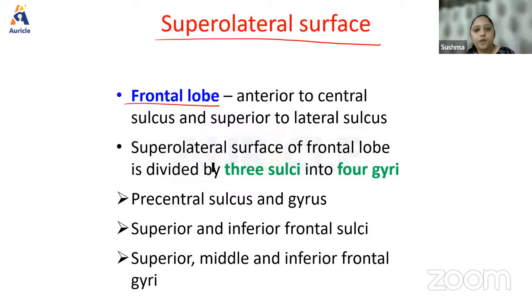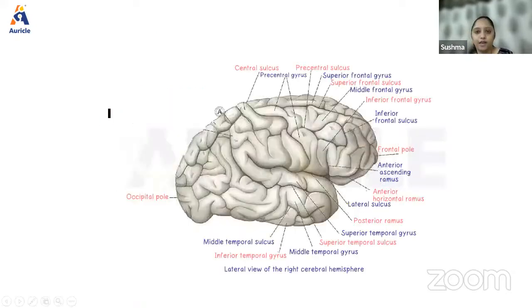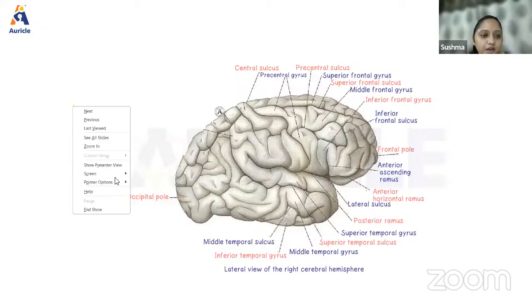Now, the superolateral surface of the frontal lobe is divided by 3 sulci into 4 gyri. One is the precentral sulcus, then the superior and inferior frontal sulci, and the superior, middle, and inferior frontal gyri. So all of this is very important. We'll study why.